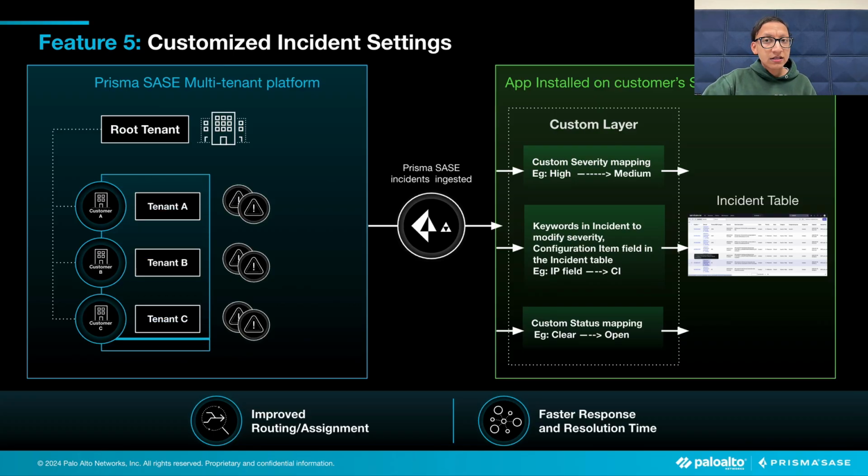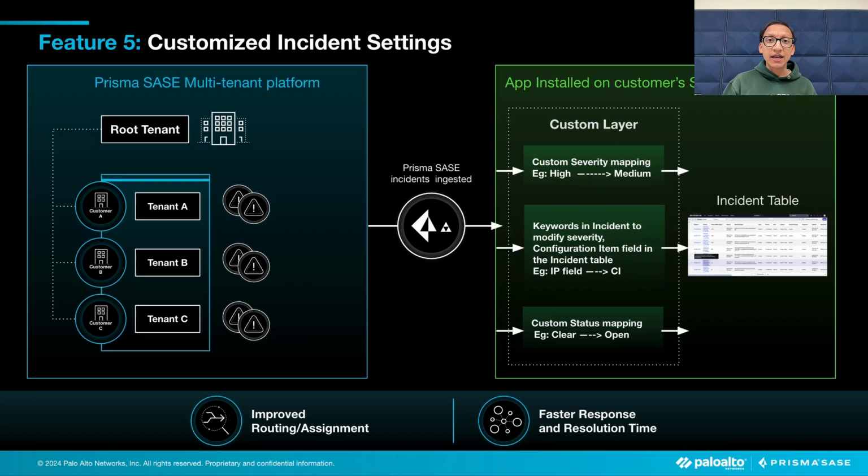The benefits of this are all about operational efficiency. Improved routing and assignment is the first one. By mapping the CI field and setting the correct severity from the start, the incident is immediately routed to the correct IT or SecOps team. This speeds up triage a ton. This directly leads to faster response and resolution time.